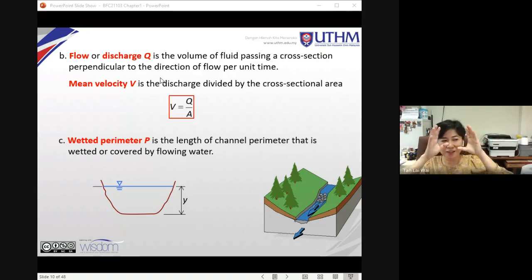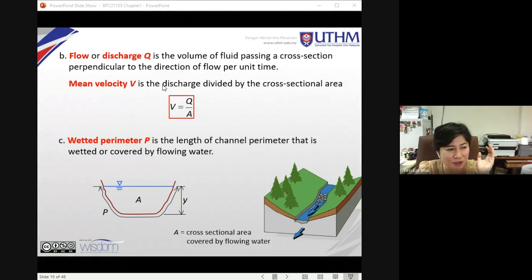Let's go back. What is A? Did I mention here somewhere? A is actually the area of the flow. Flow area is not the channel area. Channel area should be larger, because if you look at the flow, it's actually contained within the channel itself.